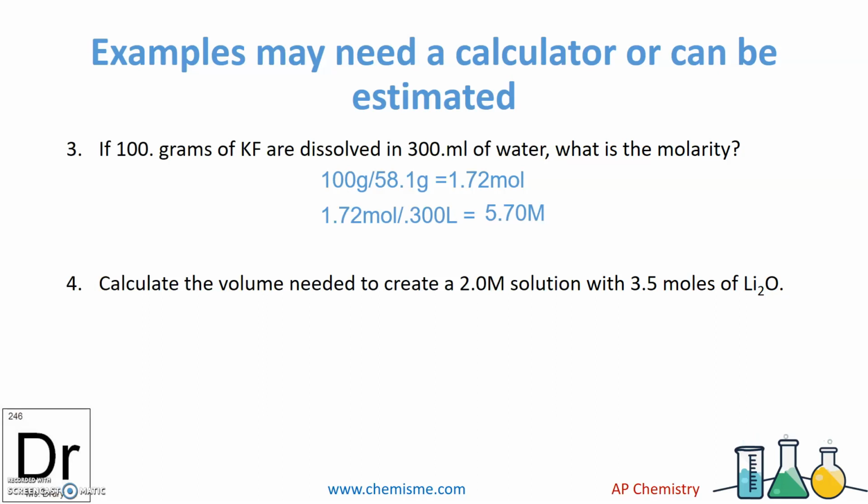In number 4, calculate the volume needed to make a 2 molar solution with 3.5 moles of lithium oxide. This one's setup is a little different. We know the molarity, we want the volume, so you can put 2 molar on the left, 3.5 moles on the top of a fraction. That's over x. We don't know the volume. We'll have to cross multiply, so we get 2x equals 3.5, and then divide by the 2. So our final answer is 1.8 liters.